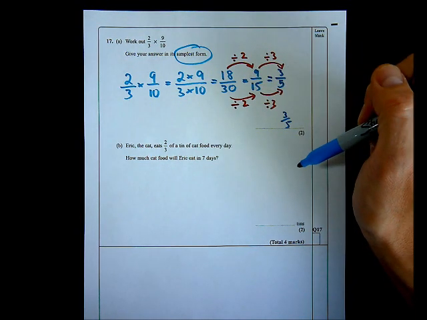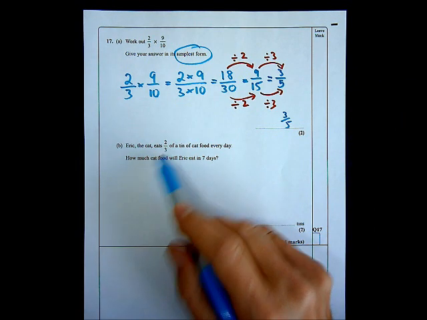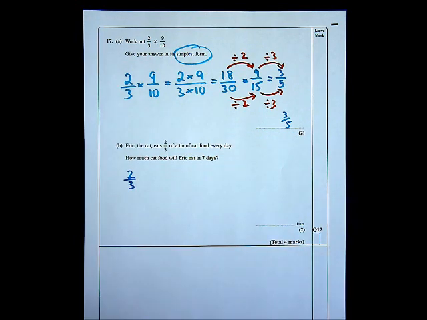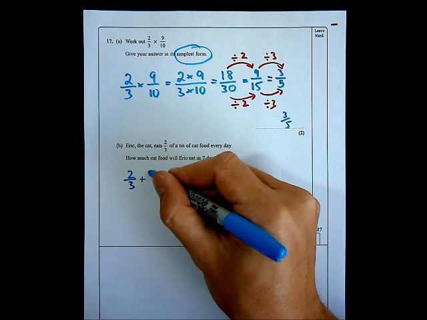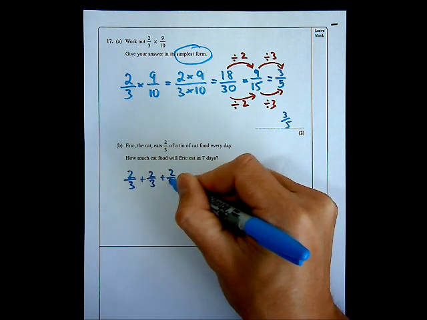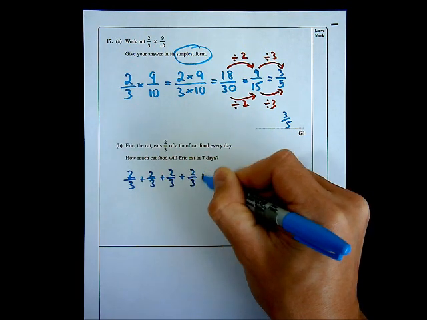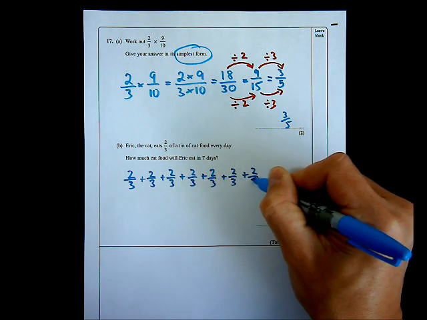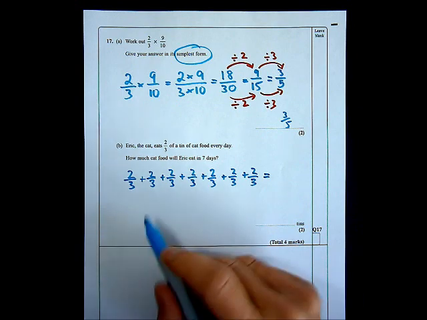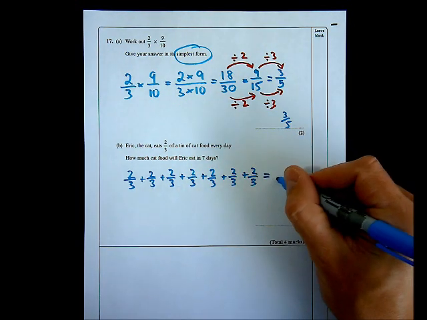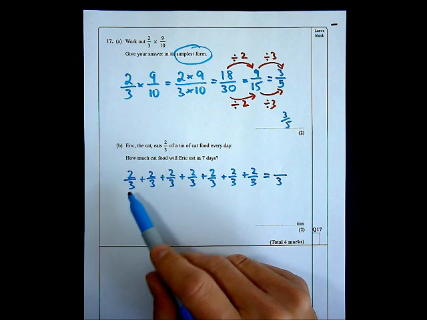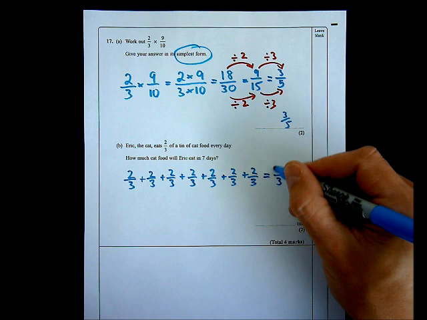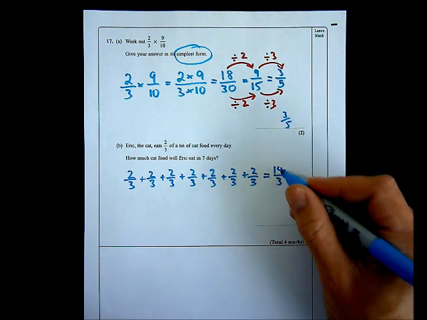In part B, I'm told that the cat eats 2/3 of a tin of cat food every day, and that this happens for 7 days, so I'm going to add up 7 lots of 2/3. Now when I'm adding fractions with the same denominator, the 3 will stay the same, and I'm just going to add up the numbers on the top. So 2, 4, 6, 8, 10, 12, 14. So my answer would be 14 over 3.